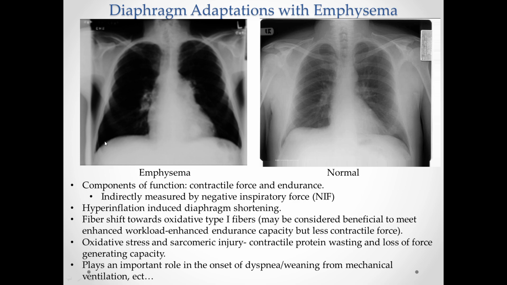We also know that the diaphragm, being directly adjacent to the lung, in fact almost touching it, just separated by a very small layer of synovial fluid, is subjected to oxidative stress and sarcoplasmic injury because of the oxidative or inflammatory environment of the lungs. So then there's a little bit of actual wasting of the capacity of that diaphragm to generate force. So all these play an important role in the onset of dyspnea and weaning from mechanical ventilation, and so on and so forth.